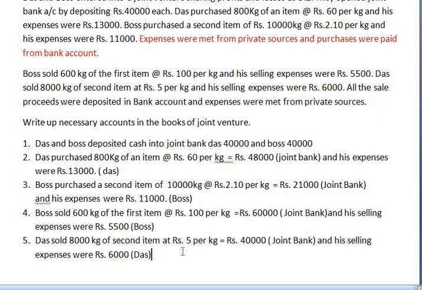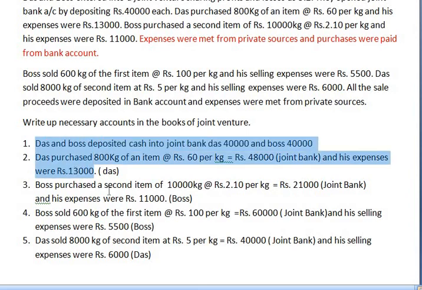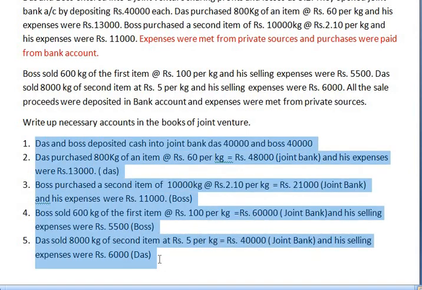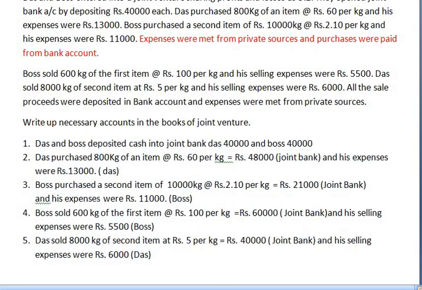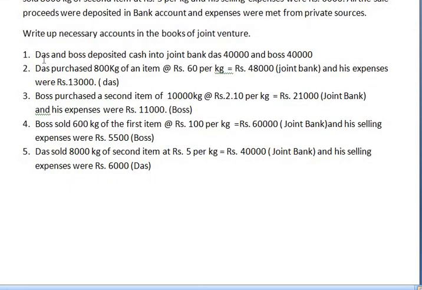So this is the transaction. Total 5 transactions are there. So now treat the transactions one by one. So first transaction. What's the first transaction? Das and boss deposited cash into joint bank. So here both co-venturers are depositing money into joint bank. Joint bank deposit ಮಾಡ್ತಿದ್ದಾರೆ.